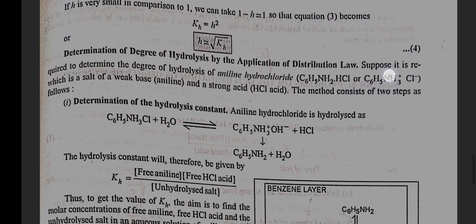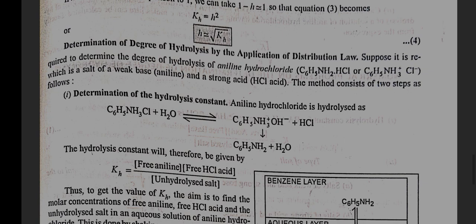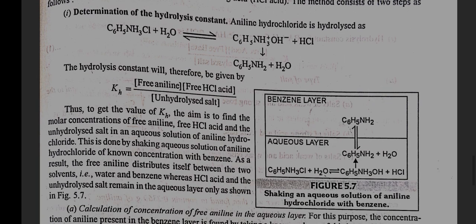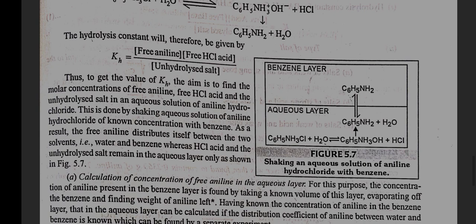Determination of degree of hydrolysis by the application of distribution law. Suppose it is required to determine the degree of hydrolysis of aniline hydrochloride, which is a salt of a weak base and a strong acid. The method consists of two steps as follows. First, determination of hydrolysis constant. The hydrolysis constant will therefore be given by Kh is equal to free aniline into free HCl acid divided by unhydrolyzed salt.